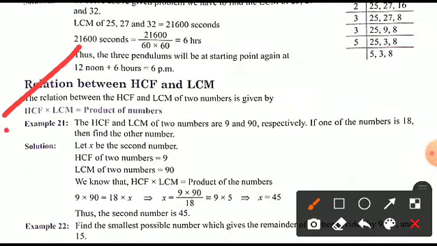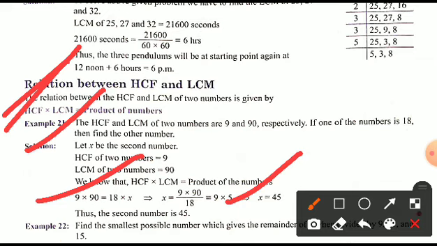Now, what is the relation between HCF and LCM? There is a formula: LCM into HCF is equal to the product of the two numbers. For example, the HCF and LCM of two numbers are 9 and 90 respectively. If one of the numbers is 18, find the other number. So you can put the values in the above formula: LCM into HCF is equal to the product of the two numbers, and you can easily find the second number. So the second number will be 45.